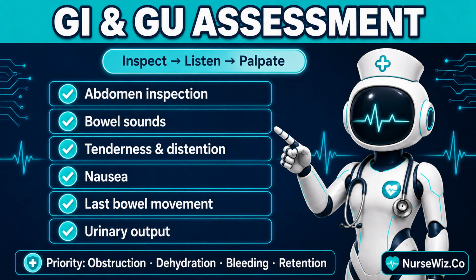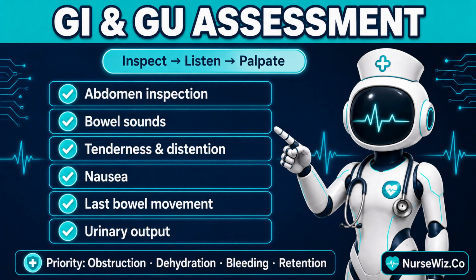Now, gastrointestinal and genitourinary. Inspect the abdomen. Listen to bowel sounds. Assess for tenderness. Assess for distension. Ask about nausea. Ask about the last bowel movement. Check urinary output. The order here is different from the rest of your assessment, and that trips students up.